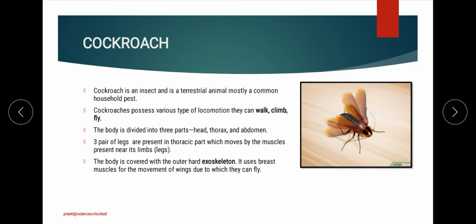The specific muscles where these wings are present are considered the breast muscles. That is the topmost thoracic segment of the cockroach, which is responsible for the attachment, or the presence, of wings on the structure. So that is about the cockroaches.